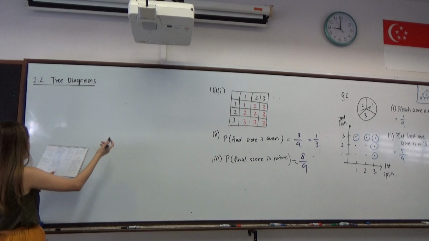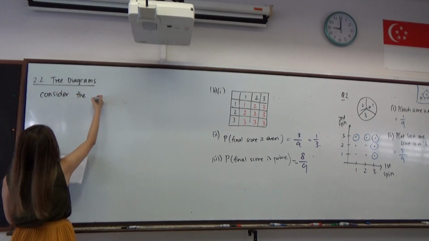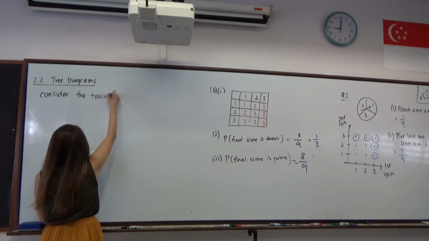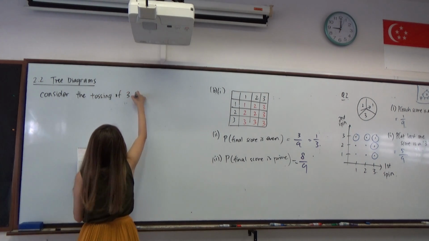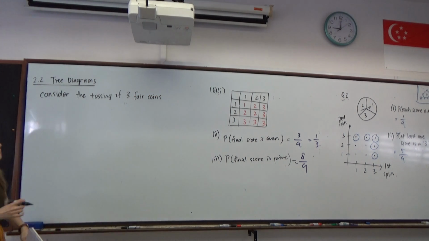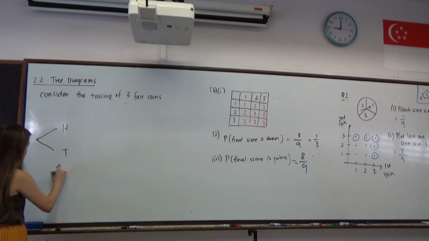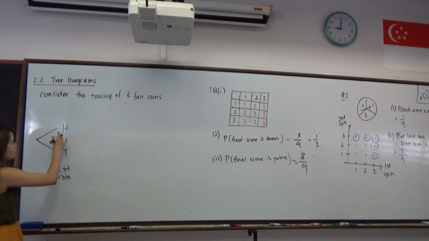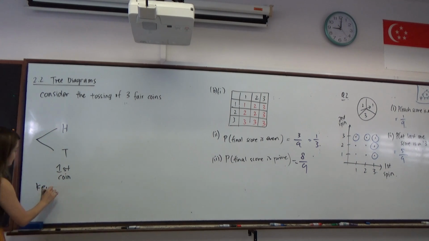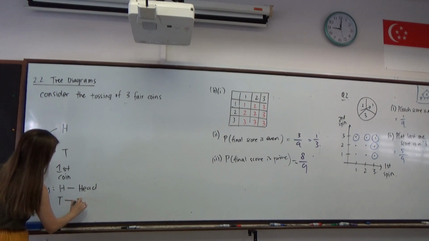Okay, so for example, if we were to consider the tossing of a fair coin, or rather 3 fair coins. Okay, so the coin will either have a head or a tail, right? So you toss the first one first. You will consider head or tail. Okay, so in this case the key would be H will represent head and T will represent tail.